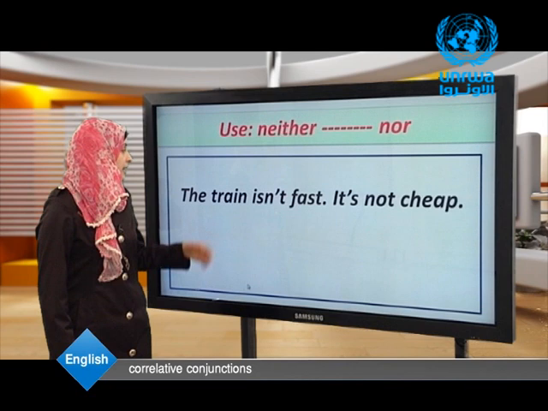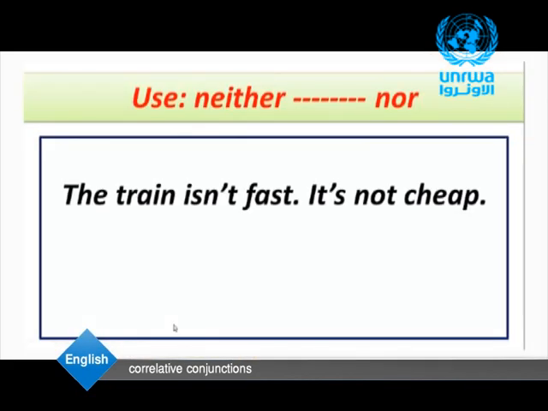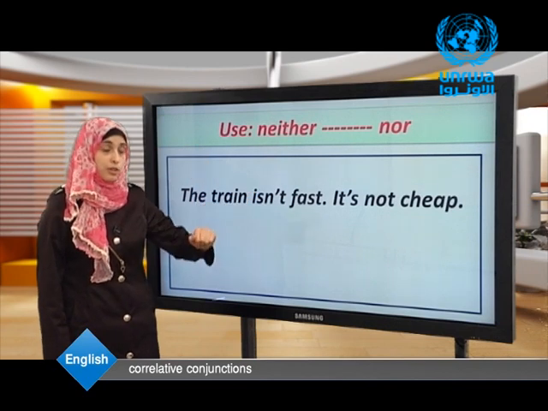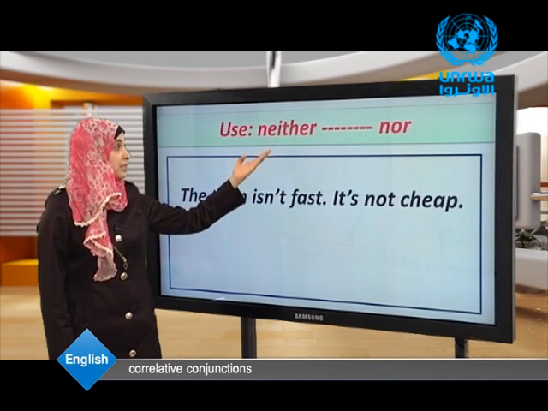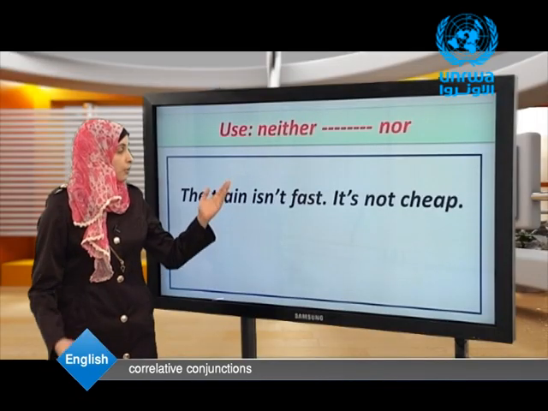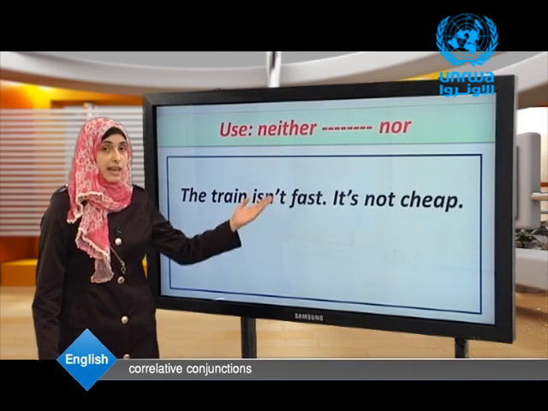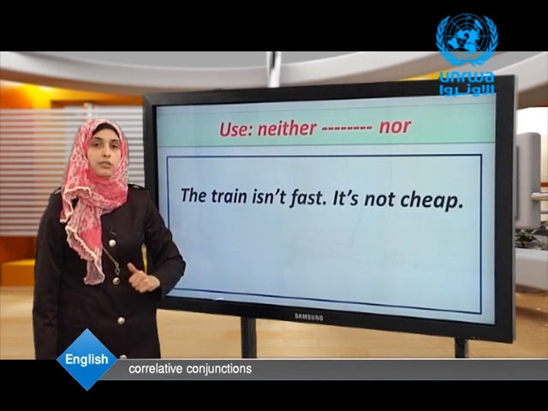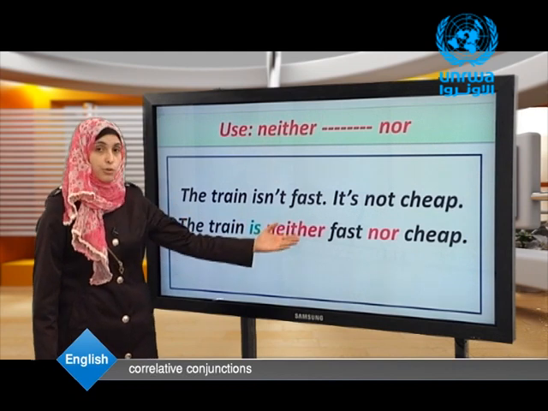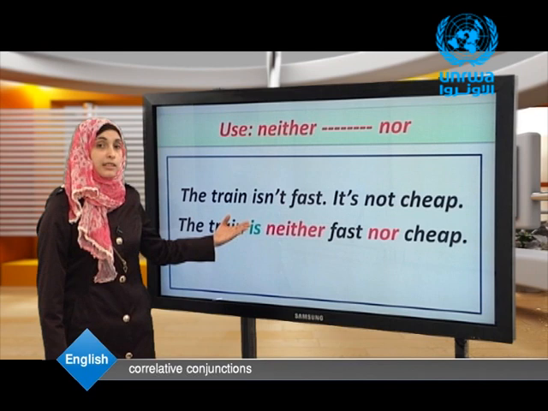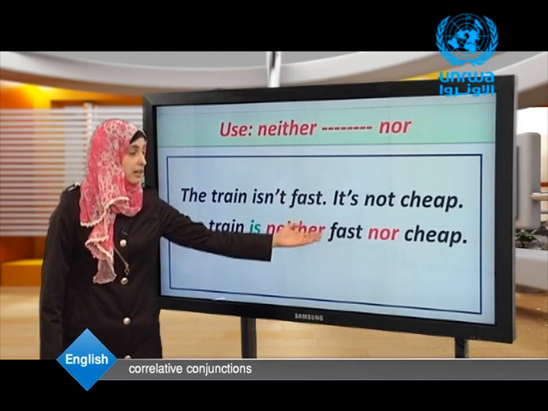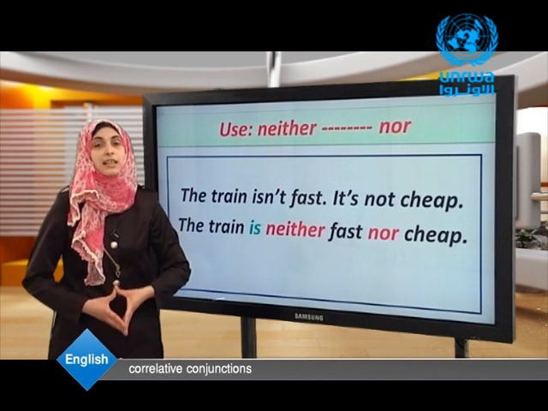The last one, the train isn't fast, it's not cheap. Join the two sentences using neither nor. And notice here we are talking about one train with two adjectives, fast and cheap. Great. The train is neither fast nor cheap. We have used neither before the first adjective, then nor, and then the second adjective.